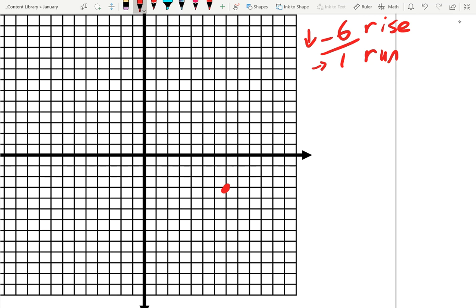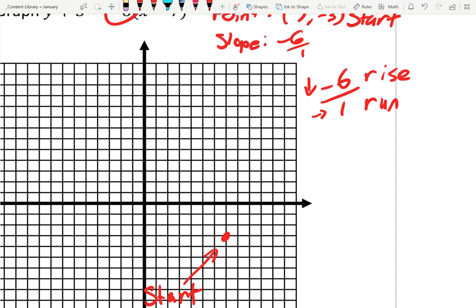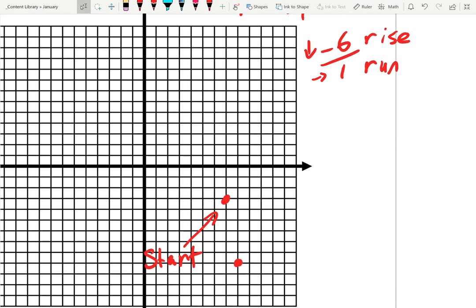So this is going to be our starting point. Now we're going to use our slope to find the rest of this line. So we're going to go down 6 and then right 1. So we're going to go down 1, 2, 3, 4, 5, 6, and right 1. That puts us right here. And if I want to go backwards, then I'll go up 6 and left 1. So go up 1, 2, 3, 4, 5, 6, and left 1. That puts us right here. And do it again, up 6, 1, 2, 3, 4, 5, 6, and left 1 puts us right there.